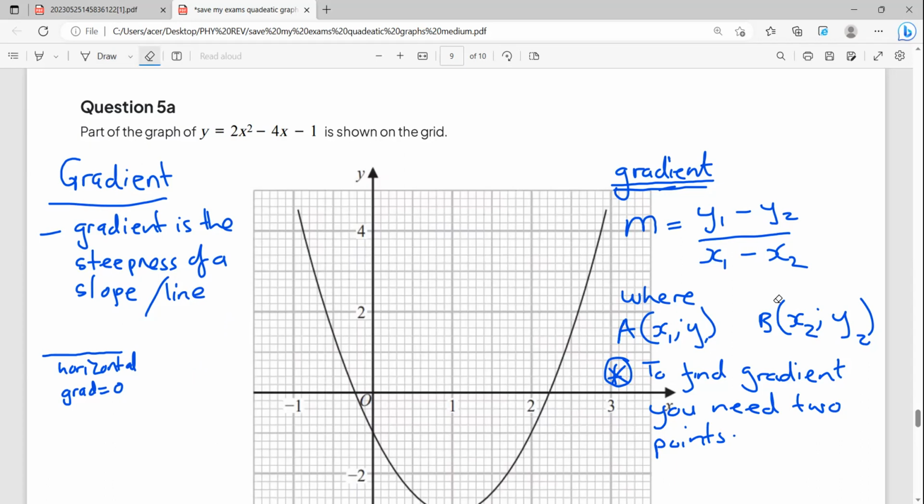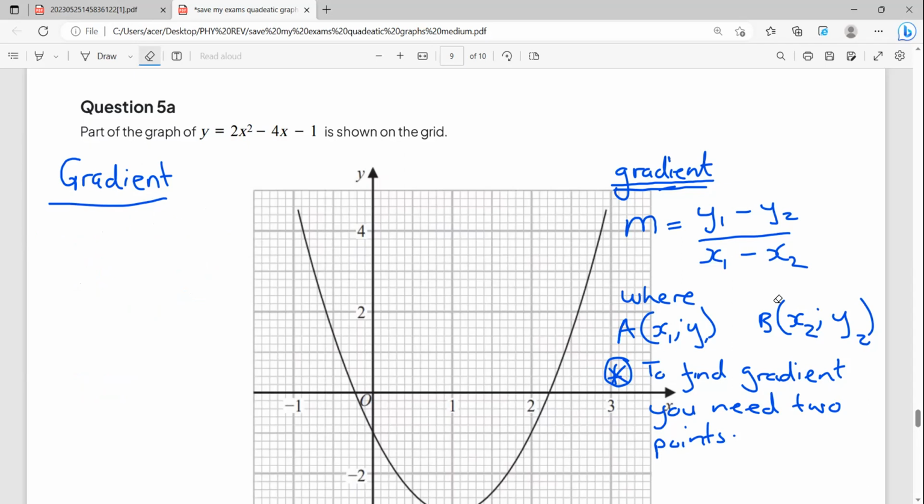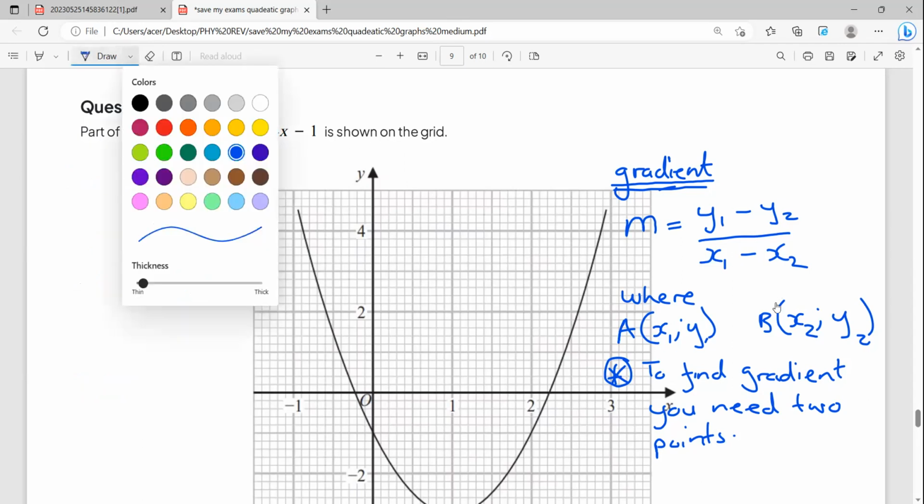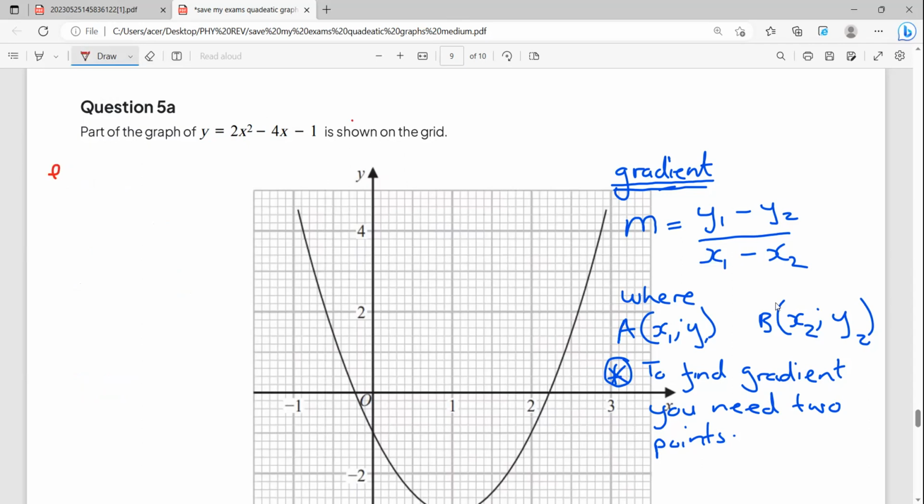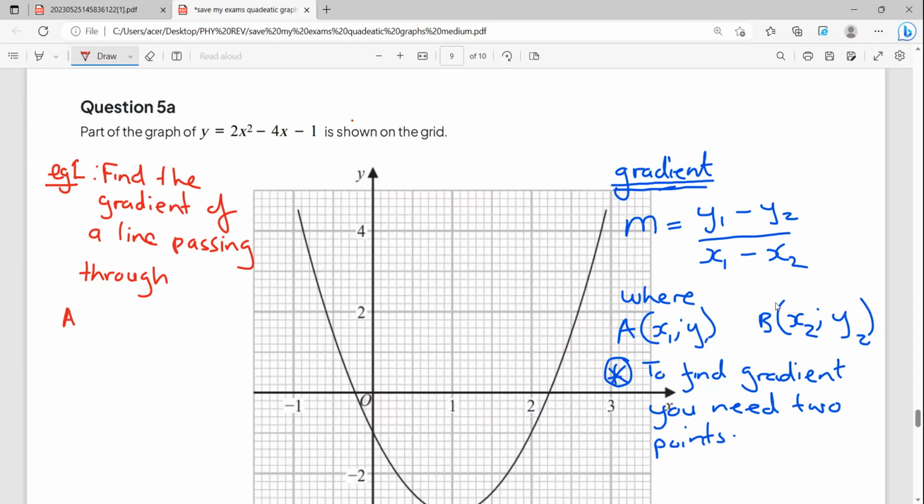Okay, so let me quickly erase this left-hand side so that we look at an example. Write example 1. Find the gradient of a line passing through A as the first point. I'm going to use just dummy values. Point A is 2 and 5, and point B is 7 and minus 3. So we want to try and find the gradient of that line.